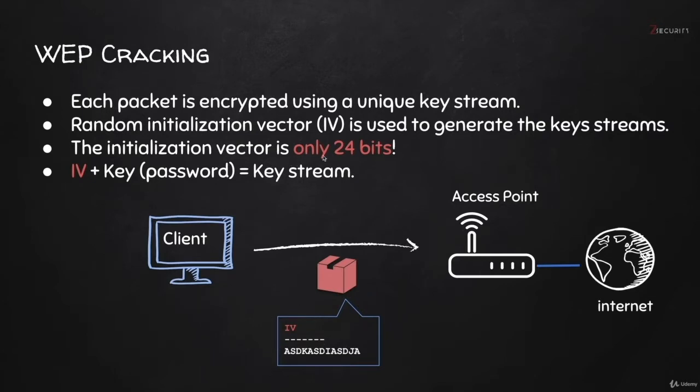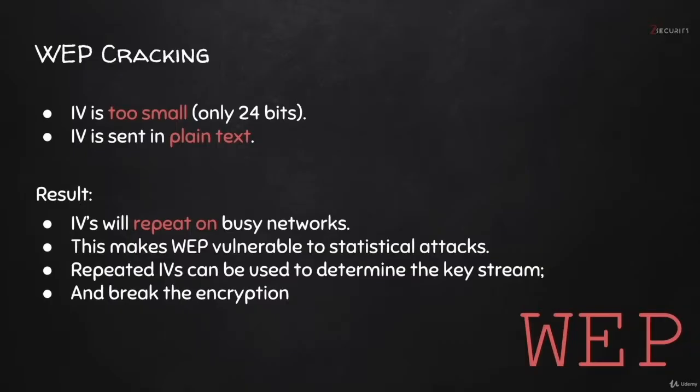Also, the size of the IV is only 24 bits. Now, considering the huge amount of traffic that can be generated on a Wi-Fi network, this number is not big enough, and the IVs will start getting repeated in a busy network. This makes WEP vulnerable to statistical attacks, so we can use a tool called AirCrackNG to determine the key stream once we have enough repeated IVs, and from that it will also be able to crack WEP and give us the key to the network.